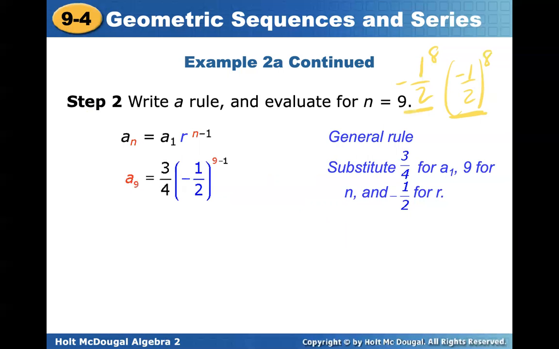So a sub 9 would be 3/4 times -1/2 to the 9 minus 1 power. Oops, sorry, getting ahead of myself here. Which would be 3/4 times -1/2, excuse me, to the 8th power. What is that as a number? I don't know what it is off the top of my head. I could open my book and probably see, but does anybody have that number figured out? Probably have it as a decimal, and that's okay. But remember, we could change it to a fraction.